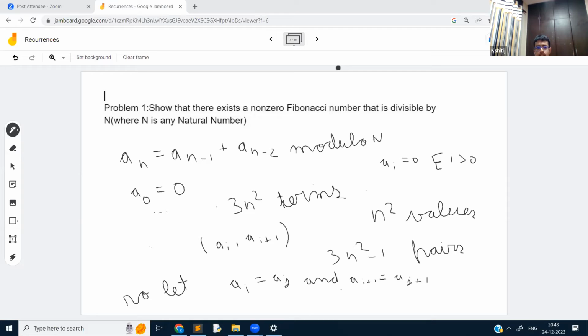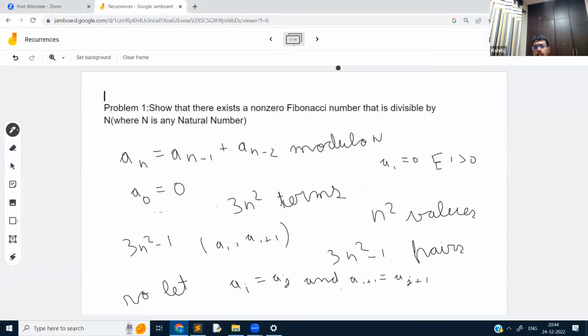So now we define the Fibonacci relation this way, and we define it modulo n. We have to show that ai equals 0 for some value. Now we look at the first 3n squared terms, and if we look at the adjacent pairs ai, ai plus 1, there are 3n squared minus 1 such pairs.